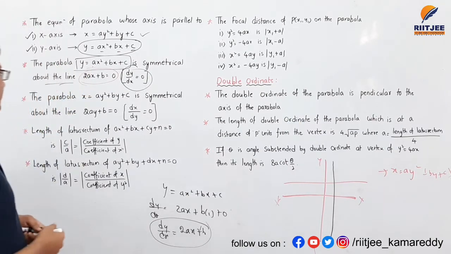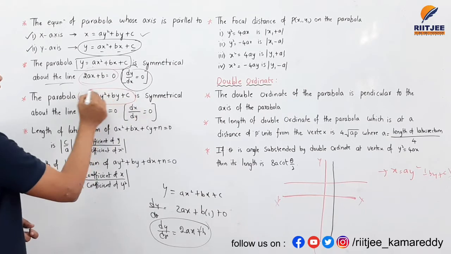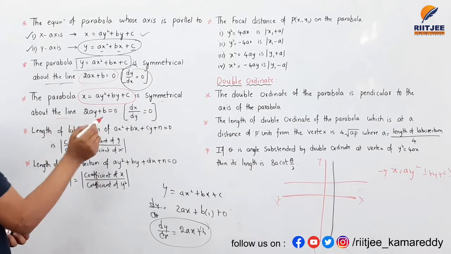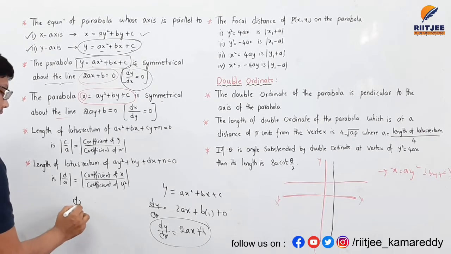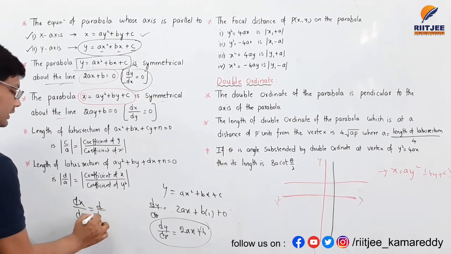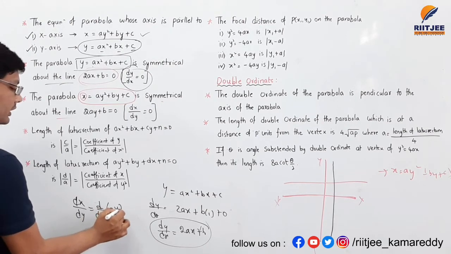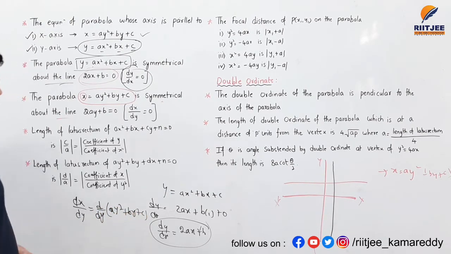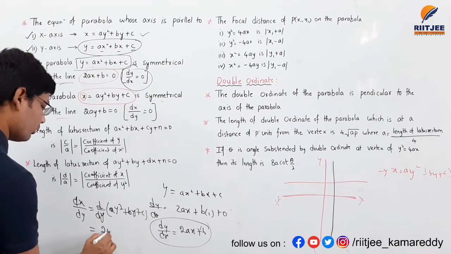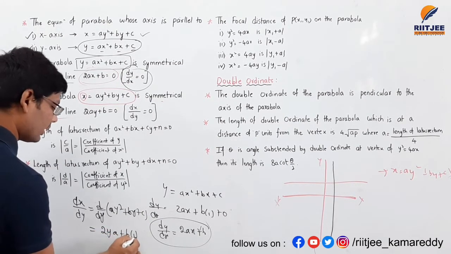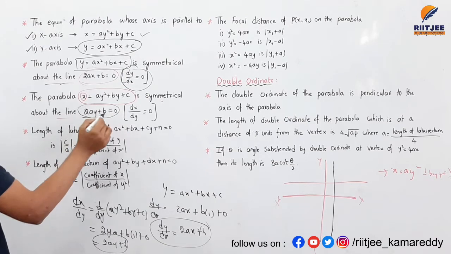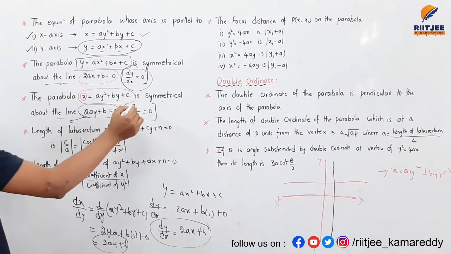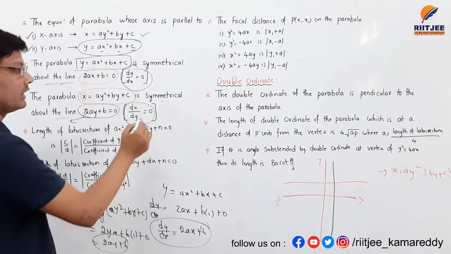And the next point: the parabola x is equal to a y square plus b y plus c is symmetrical about a line. The variable is y here, so I am differentiating dx with respect to y: the derivative of a y square plus b y plus c with respect to y is 2ay plus b into 1 plus 0, so 2ay plus b is equal to 0. This is the symmetrical line, the differentiation of x with respect to y equal to 0.